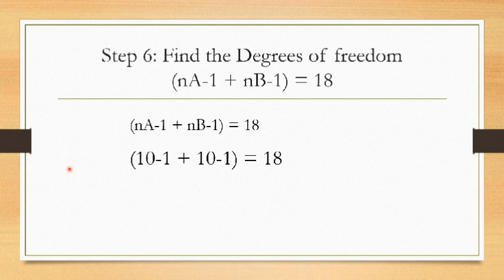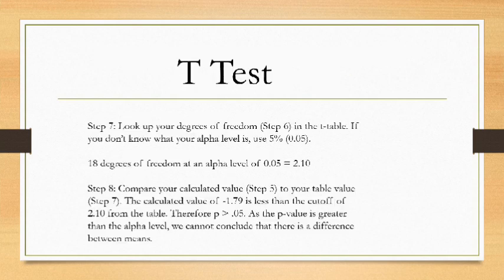So, ilan ba yung number of data natin? Diba? 10 minus 1. 10 po yung number of data in set A natin. And then ganun din po yung number of data in set B natin, which is 10. 10 minus 1 plus 10 minus 1 is equals to 18. So, ayan po yung degrees of freedom natin, which is the step 6.